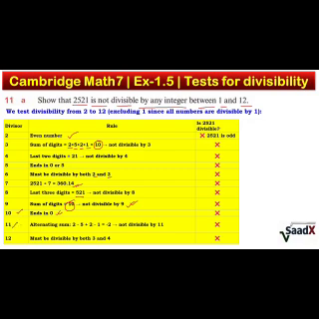For 12, the alternating sum, 2 minus 5 plus 2 minus 1, equals minus 1, so it's not possible because we need 0 or plus or minus 11. And it must be divisible by both 3 and 4 for that number to be divisible by 12. So everywhere this number fails. So 2521 is not divisible by any integer from 2 to 12. Interesting question. This is 11a.